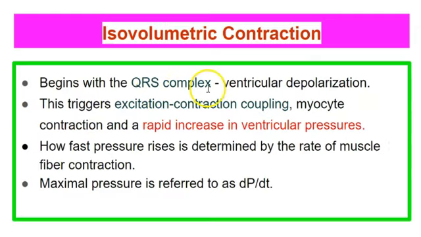It begins with the QRS complex, that is ventricular depolarization, as we just demonstrated. This triggers excitation-contraction coupling of myocyte contraction, and a rapid increase in ventricular pressure happens. How fast pressure rises is determined by the rate of muscle fiber contraction. So if you have a young, healthy heart, that's going to happen very quickly. If you have an old, tired heart, it's not going to be so fast.